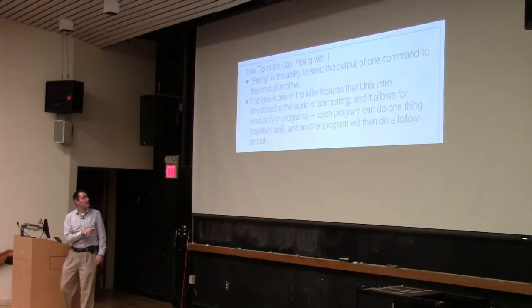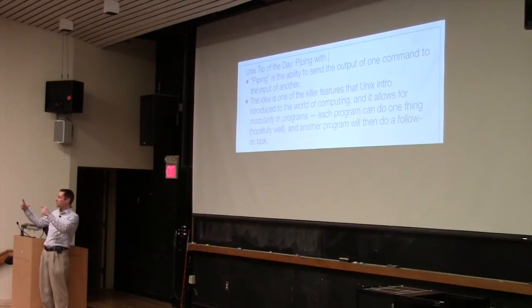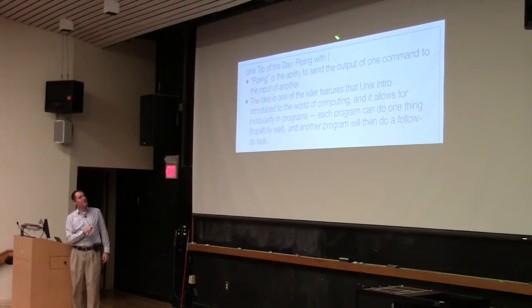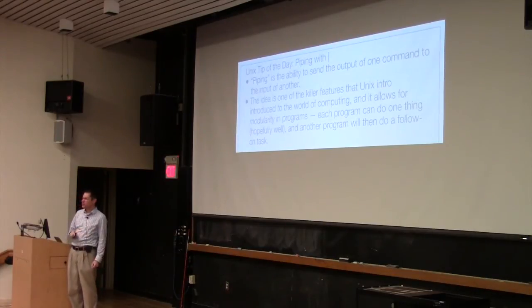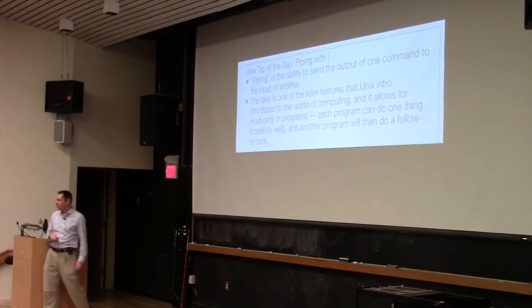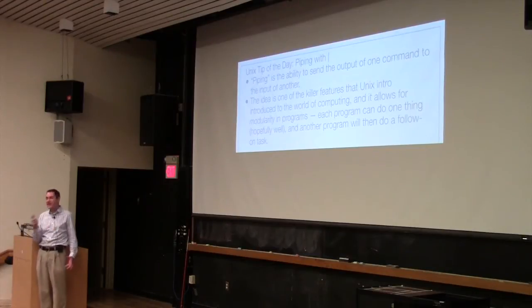You guys have seen the angle brackets before to get data into your program and data out of your program, like into files. Piping is using this pipe character. It's actually shift-backslash. This is one of the killer features of Unix. One of the reasons Unix took off was this idea that you could use the pipe character to make tiny little programs.